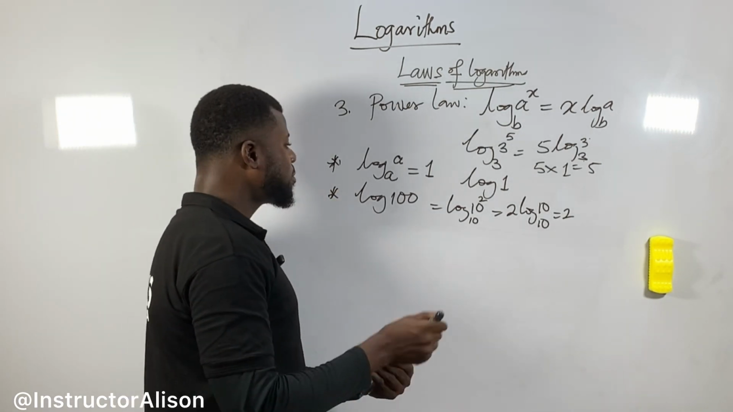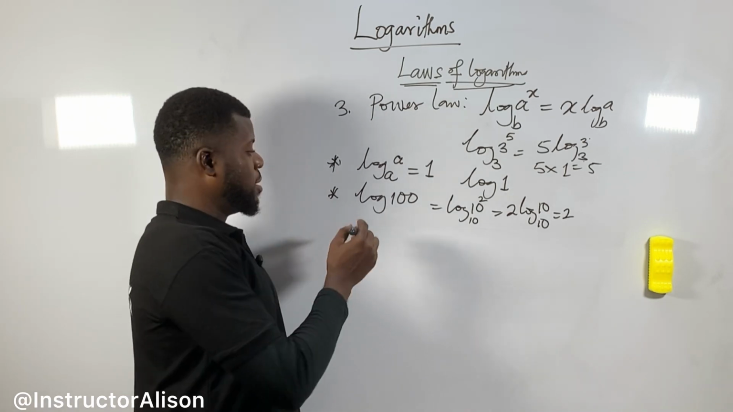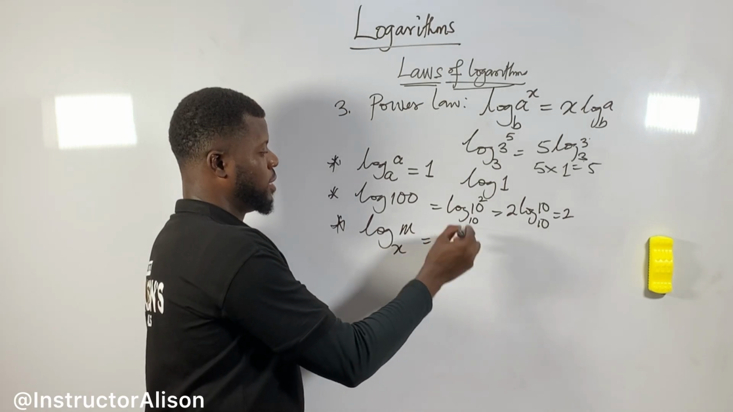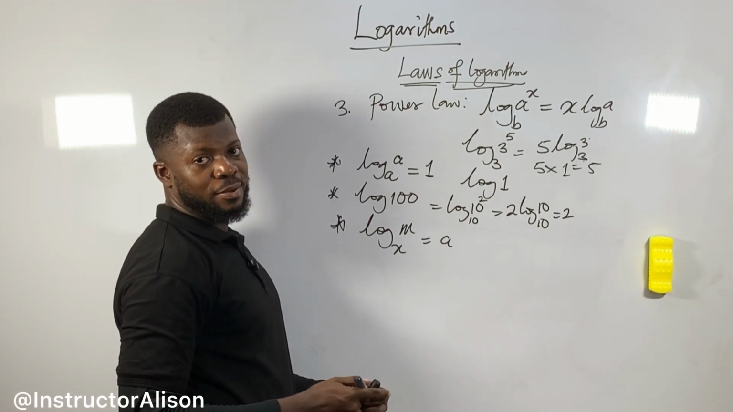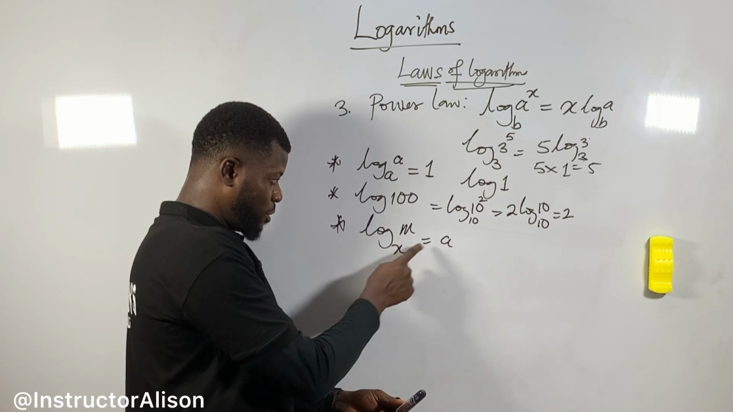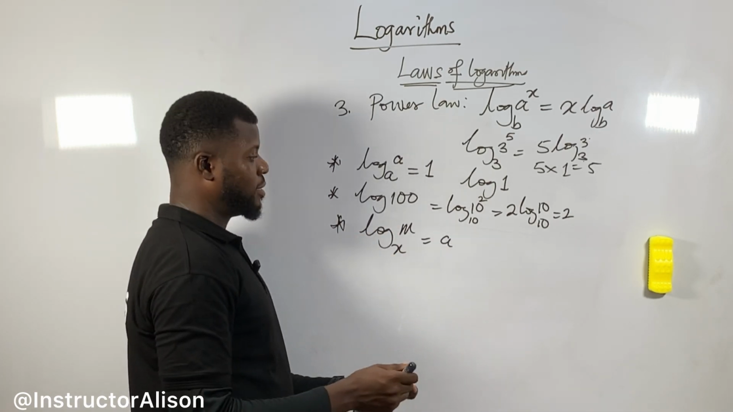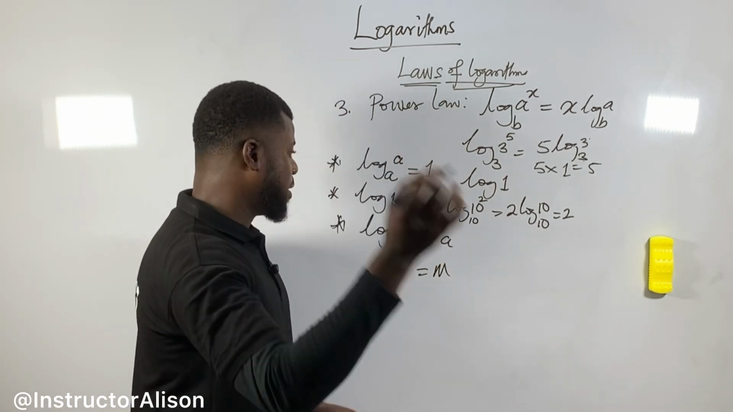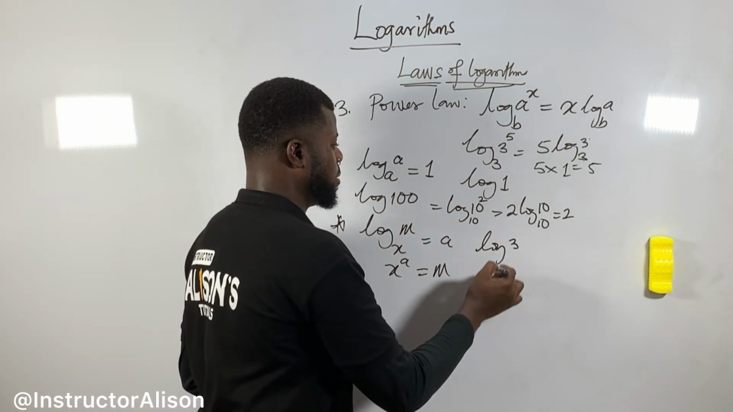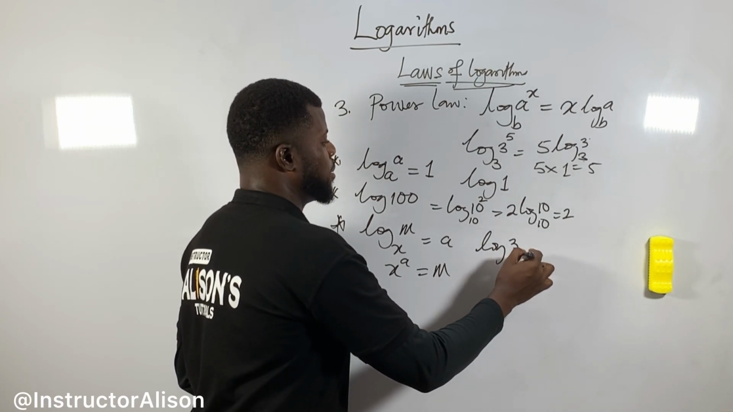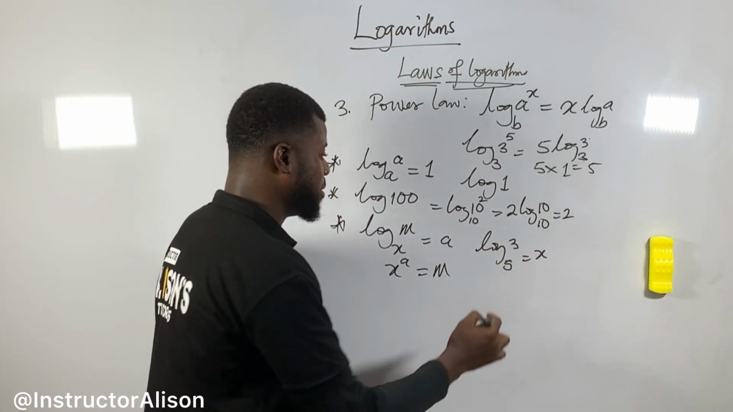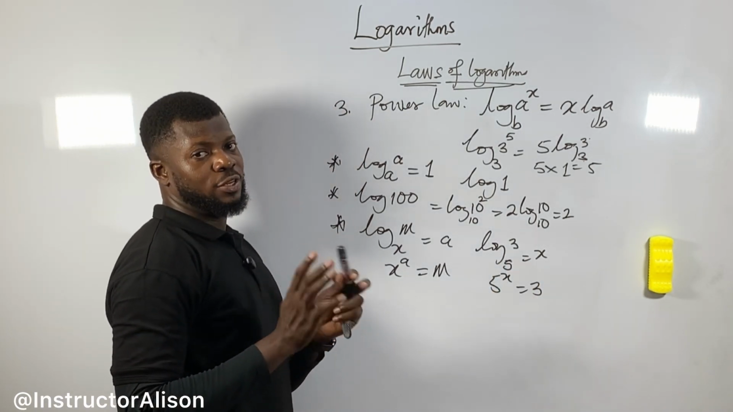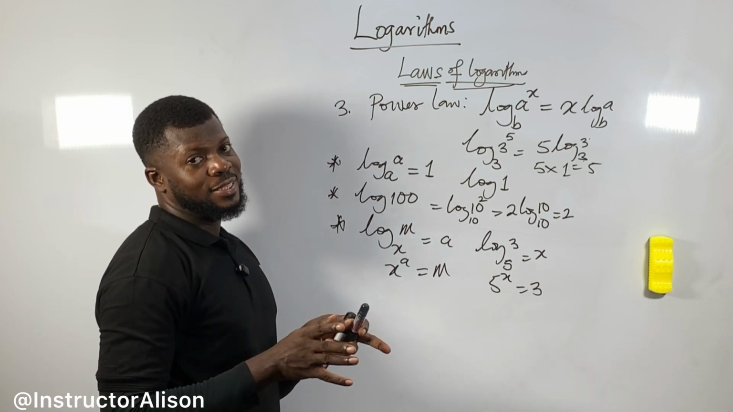Very simple. If you have something like this for logarithms, let's say they say log m to base x equals a, what you do is x to the power of a equals m. M is the answer. So if I give you log 3 base 5 equals x, what will you do? 5 raised to the power of x equals 3. Do you understand?